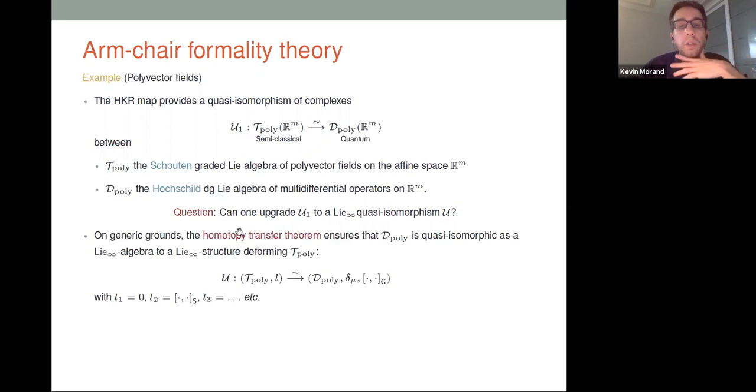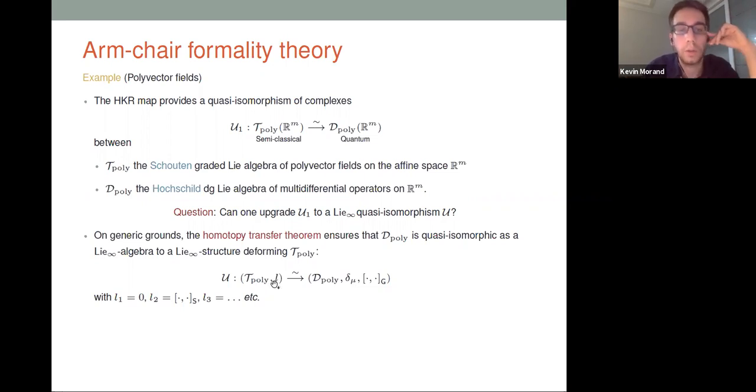In fact, on general grounds, if we use the homotopy transfer theorem, this theorem ensures that D-poly is necessarily quasi-isomorphic as a Lie infinity algebra to T-poly. But the twist is that T-poly should be handled with a Lie infinity structure which deforms the original Schouten-Nijenhuis algebra. In other words, the homotopy transfer theorem ensures that there exists some Lie infinity quasi-isomorphism between T-poly and D-poly. D-poly is the usual Hochschild algebra, but on the T-poly side, we have some deformation of the Schouten algebra.